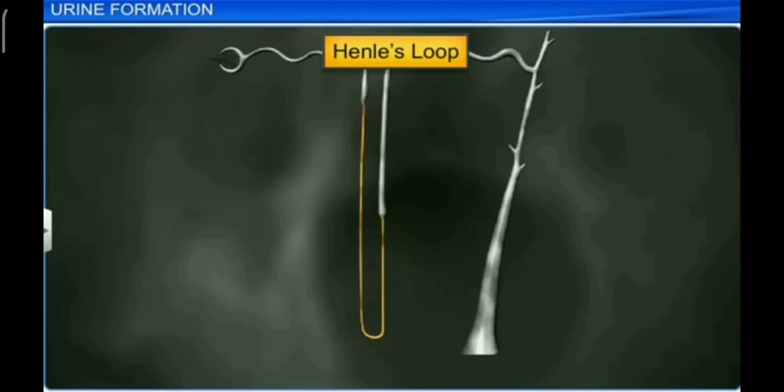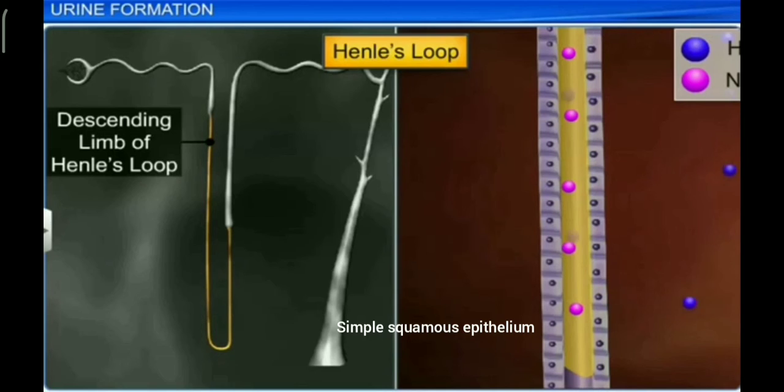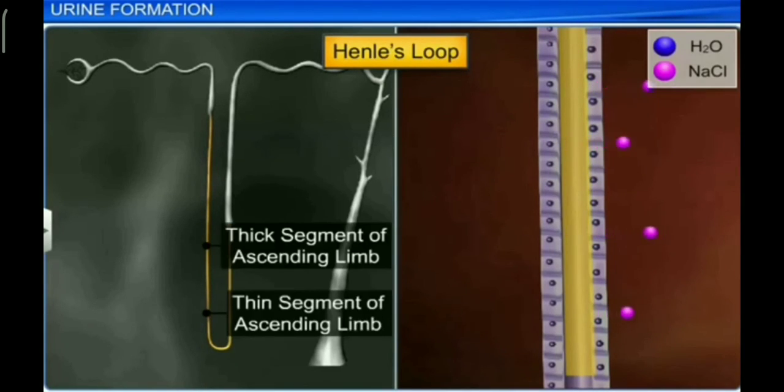The loop of Henle is a U-shaped tube consisting of two limbs, that is, the descending limb and the ascending limb. The descending limb is thin-walled and permeable to water. It is lined with simple squamous epithelium, whereas the ascending limb is thick-walled and impermeable to water. It is lined with simple cuboidal epithelium.